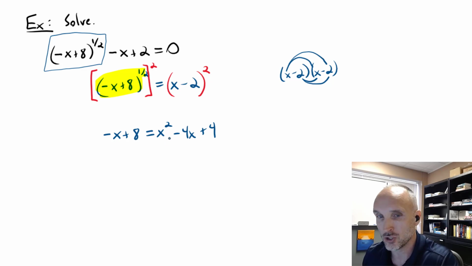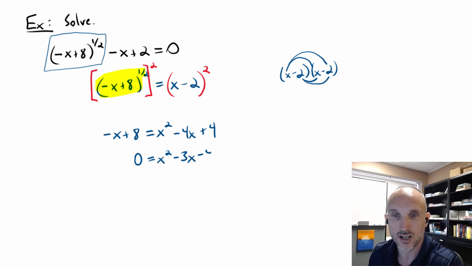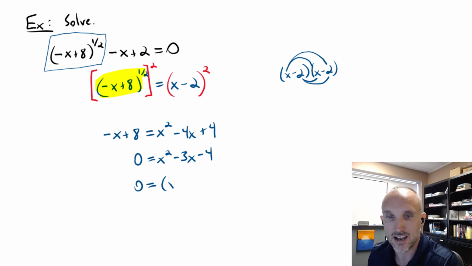And to solve a quadratic equation, we want to get all of our terms together on one side. So I'm going to take my negative x and plus 8 and move them over to make it positive x and negative 8. So if I add x to negative 4x, I get minus 3x. And subtract 8 from 4, I get minus 4. And then it's a matter of factoring or using a quadratic formula. This guy factors pretty easily as x plus 1 times x minus 4.